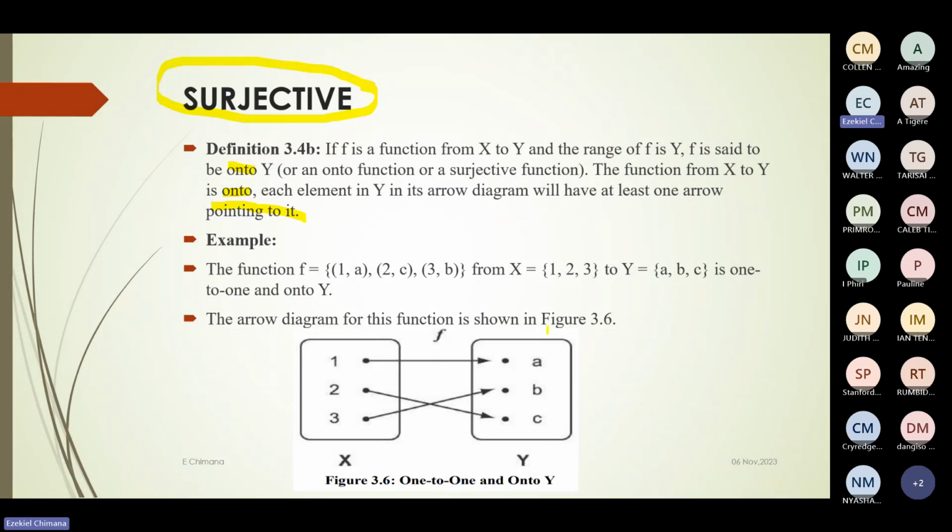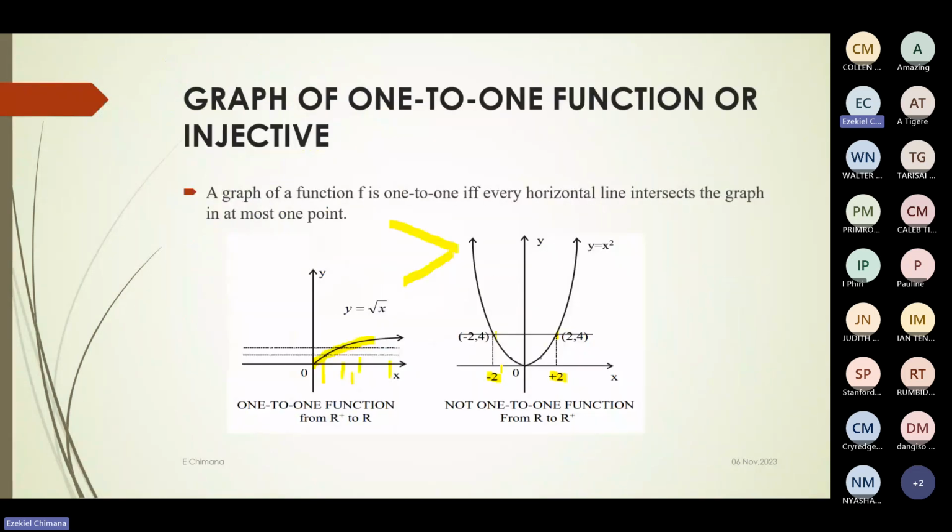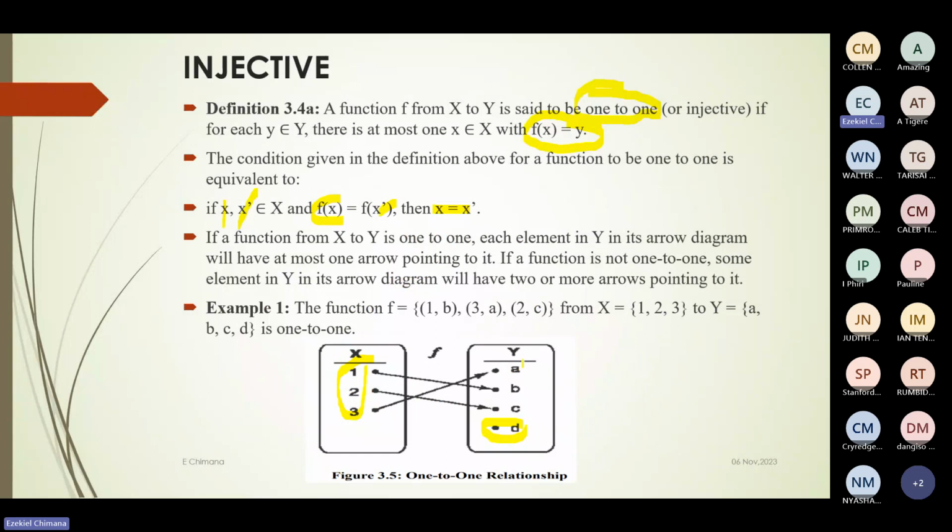So now we are looking at the range side. We must have at least one arrow, which means it is allowed to have more than one, but every element must have at least one. So in other words, this one is not a surjective function because this D has no arrow pointing to it.